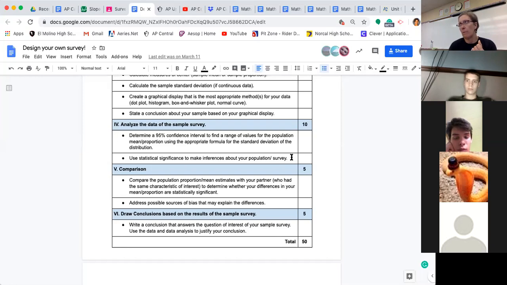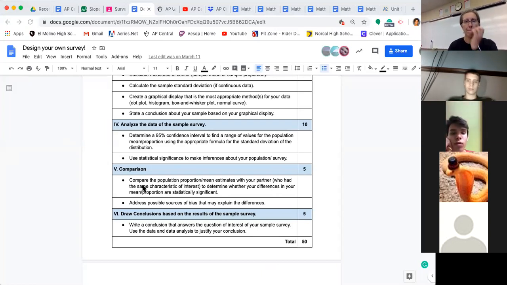Other people may have asked a question that has data that exists in the real world, and so you might compare it to those numbers instead. But I would say for most of you guys, probably compare to 50% here. So again, this is part 4, using statistical significance to make inferences.